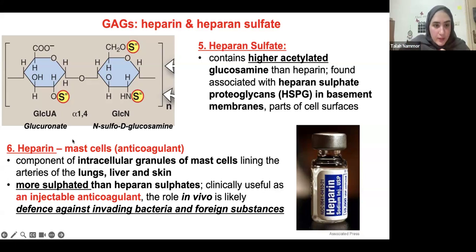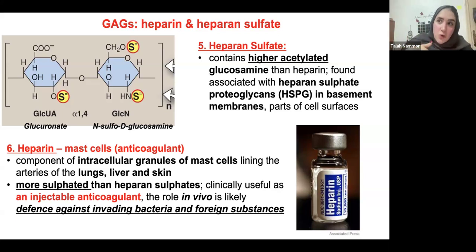So heparin is an intracellular granule of mast cells lining the arteries of lungs, liver, and skin. So you just need to know that heparin is basically something that is made in the mast cells, and they release it. Okay, and the mast cells are usually found in lungs, liver, and skin. Now, heparin is more sulfated than heparan sulfate. And it's kind of funny because heparan sulfate has sulfate in the name, but heparin doesn't have sulfate. So it's kind of ironic.